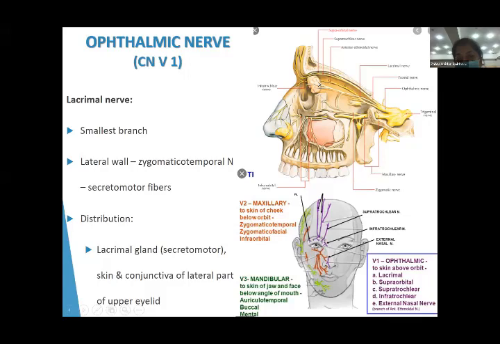Secretomotor means it supplies the lacrimal gland. ठीक है, अब इसकी distribution क्या है, what does it supply? It supplies the lacrimal gland, उसका नाम भी lacrimal nerve. It also obviously secretomotor fibers देती है. It supplies skin of the upper eyelid की skin, lateral side पे, plus जो conjunctiva है lateral side पे, जो eyelid को line करता है, palpebral conjunctiva जिनको कहते हैं upper eyelid की, वो उसको supply करता है.